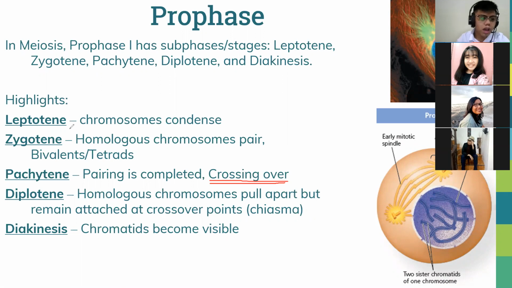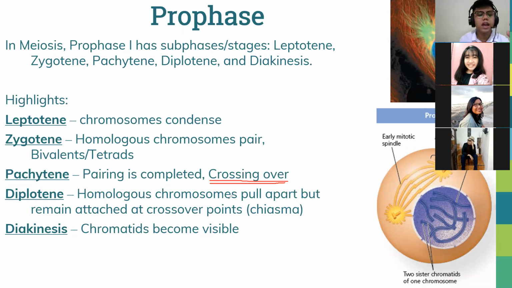Okay? So kung hihiwa-hiwalayin natin, basically leptotene is when chromosomes condense, zygotene is when homologous chromosomes pair to form tetrads or bivalents. 'Di ba? Homologous chromosomes yung magkakasize sila. Okay, pachytene, pairing is completed and then nung na-complete na yung pairing, they undergo crossing over. So crossing over again, this is the part where they exchange, parang nagsaswap sila ng genetic material, 'di ba? And this produces variability or variation in organisms.